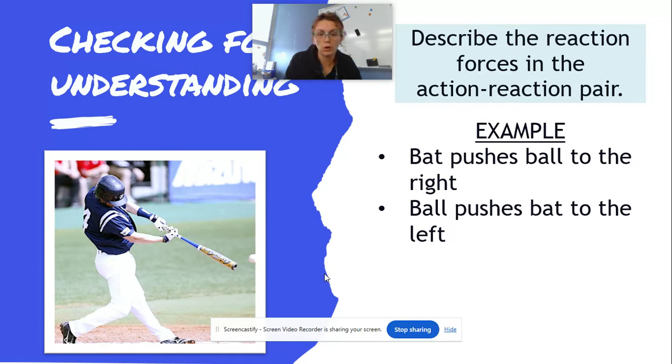So if we look at the fish one, the fish pushes the water backwards. Okay, let's start with our new object. Our new object is the water. The water, what's it going to do? Is it pushing or pulling? It pushes. Then, what is it pushing? It's pushing the fish. And then the opposite direction is forward. So we have the water pushes the fish forward. Okay, last one.